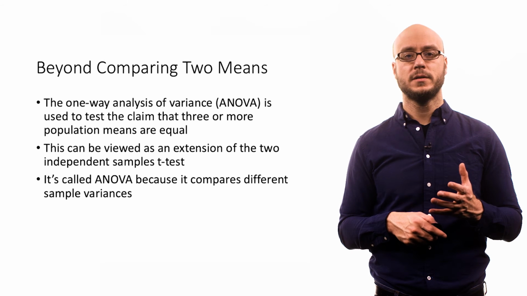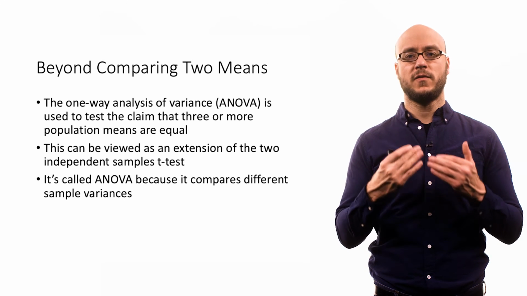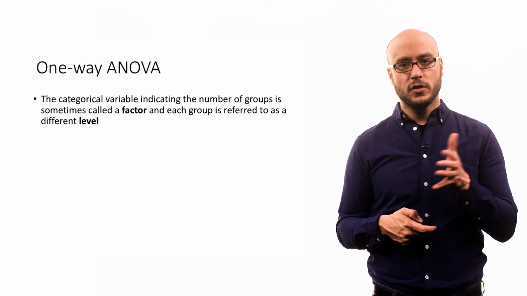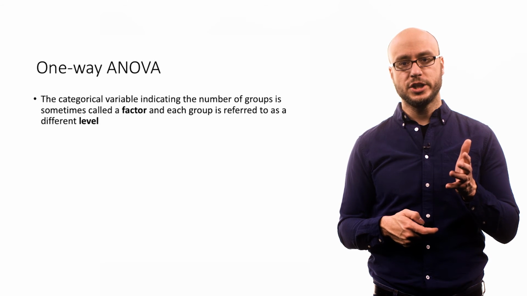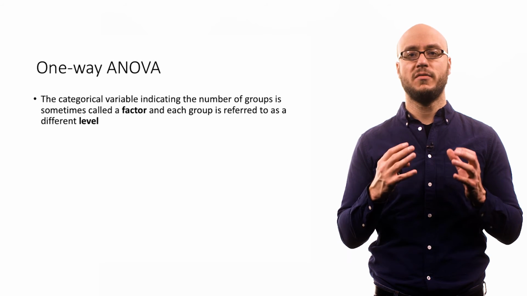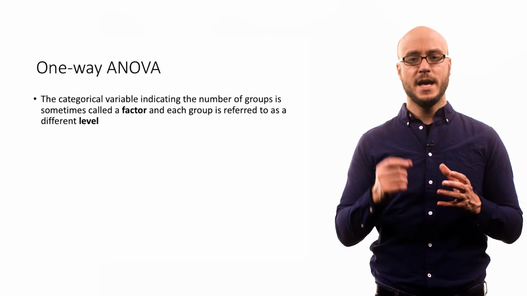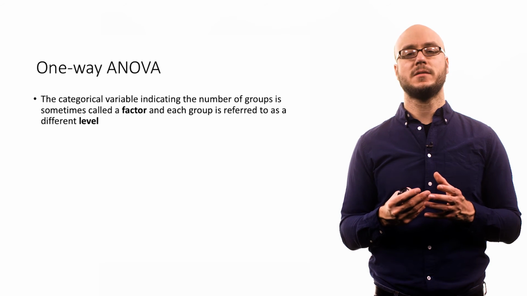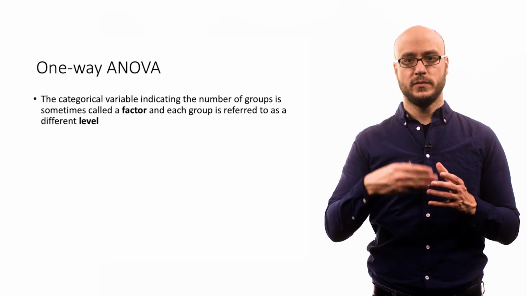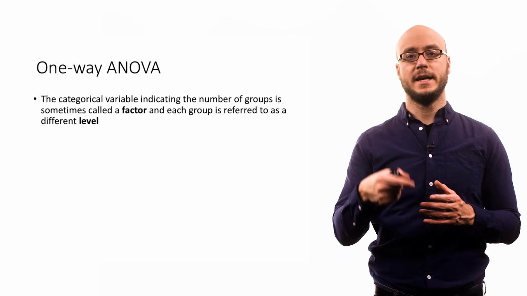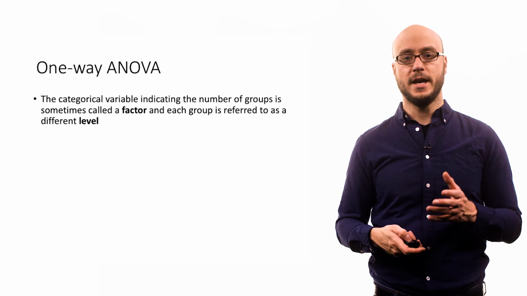We call it ANOVA because what it's really doing, the fundamental mechanics of ANOVA, is comparing the different sample variances. So just to go over some of the terminology, the categorical variable indicating the number of groups is sometimes called a factor when we talk about one-way ANOVA, and each group or each category is sometimes called a level. So in the case of the mouse study, we have 1 factor. It's these different treatment control conditions, but we have 3 levels. We have light-light, light-dark, and dim at night, or DM.